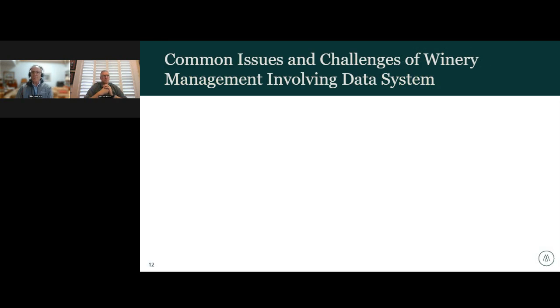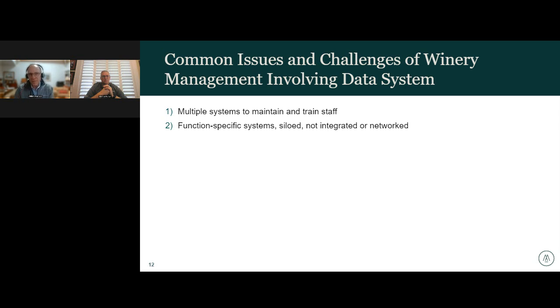So if we take a look at just summarizing some of the conditions or issues that we encounter when we're helping clients, it's very common to find multiple systems being used. You have to maintain them. You have to train your staff on those. Along with that, these are typically function-specific systems. So maybe it's wine production software. You may have your accounting system like QuickBooks or AMS. But oftentimes these systems are siloed. They're not integrated. And in some cases, they're not even networked.